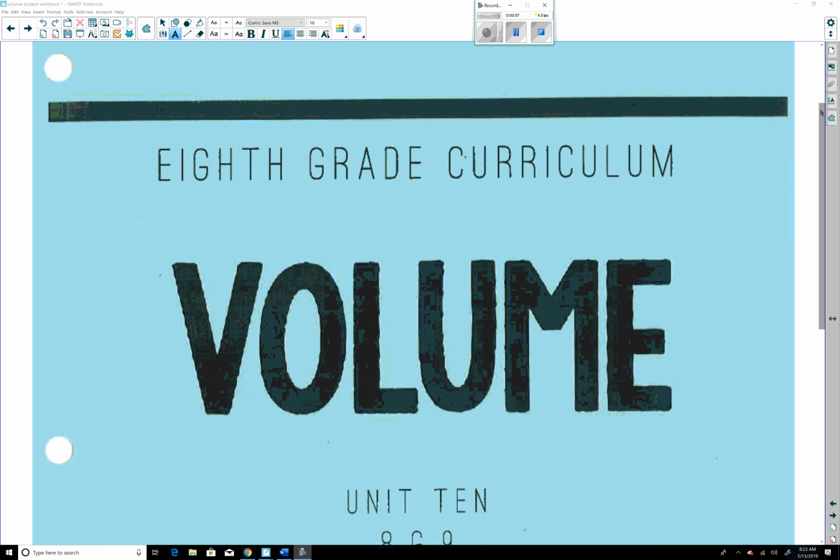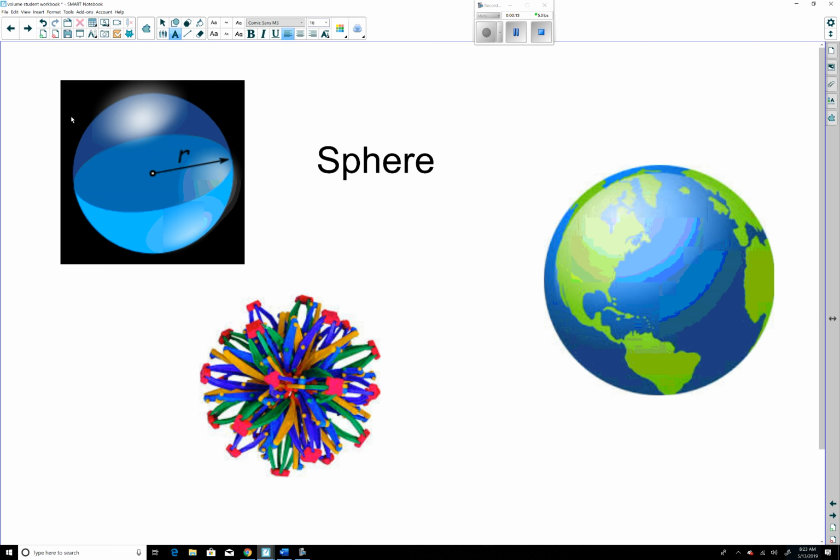Please turn with me to page 13, and this will be a lesson on the volume of spheres. So first of all, let's talk about what a sphere is. A sphere is a three-dimensional circle shape. The radius is measured from the very center of the shape to any edge, and the radius is going to be the same going in any direction.